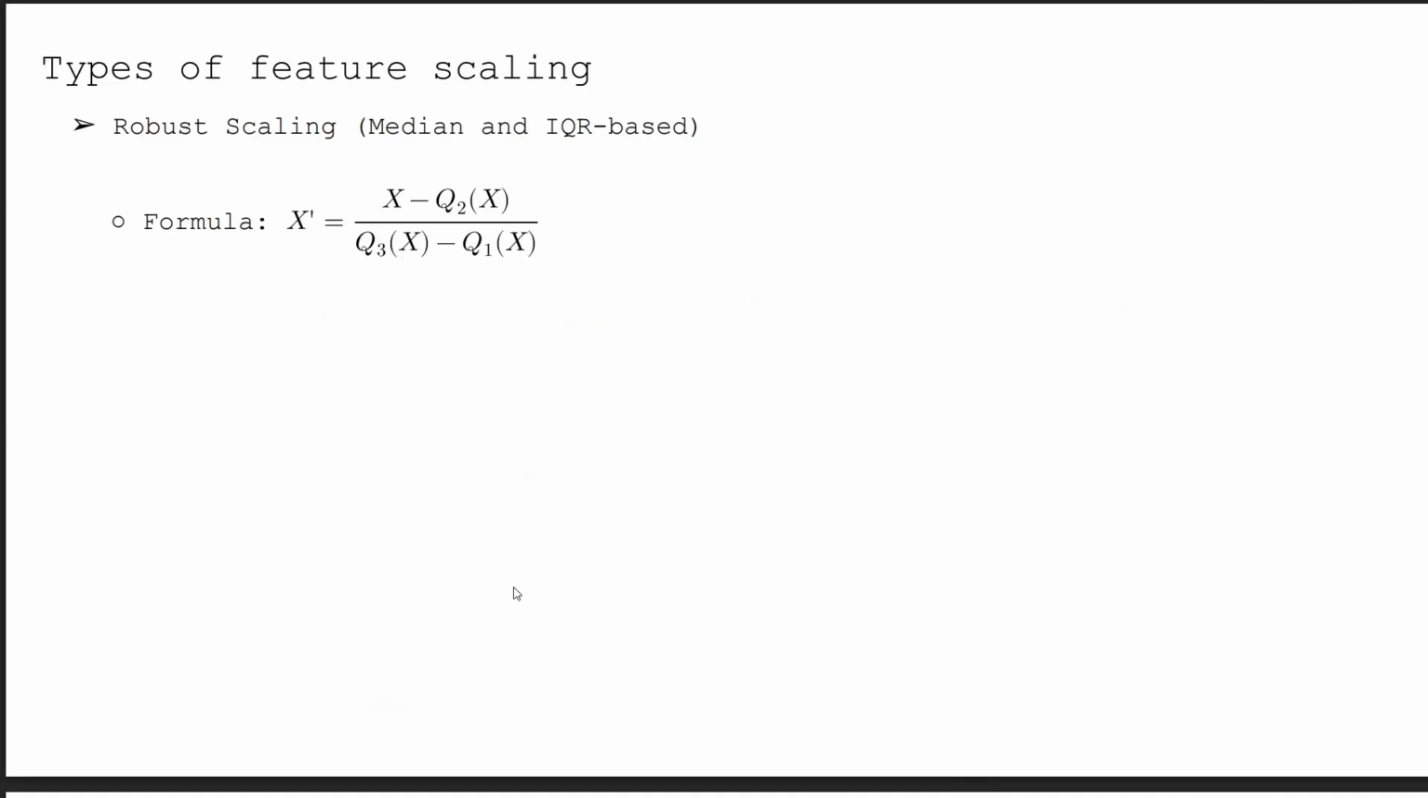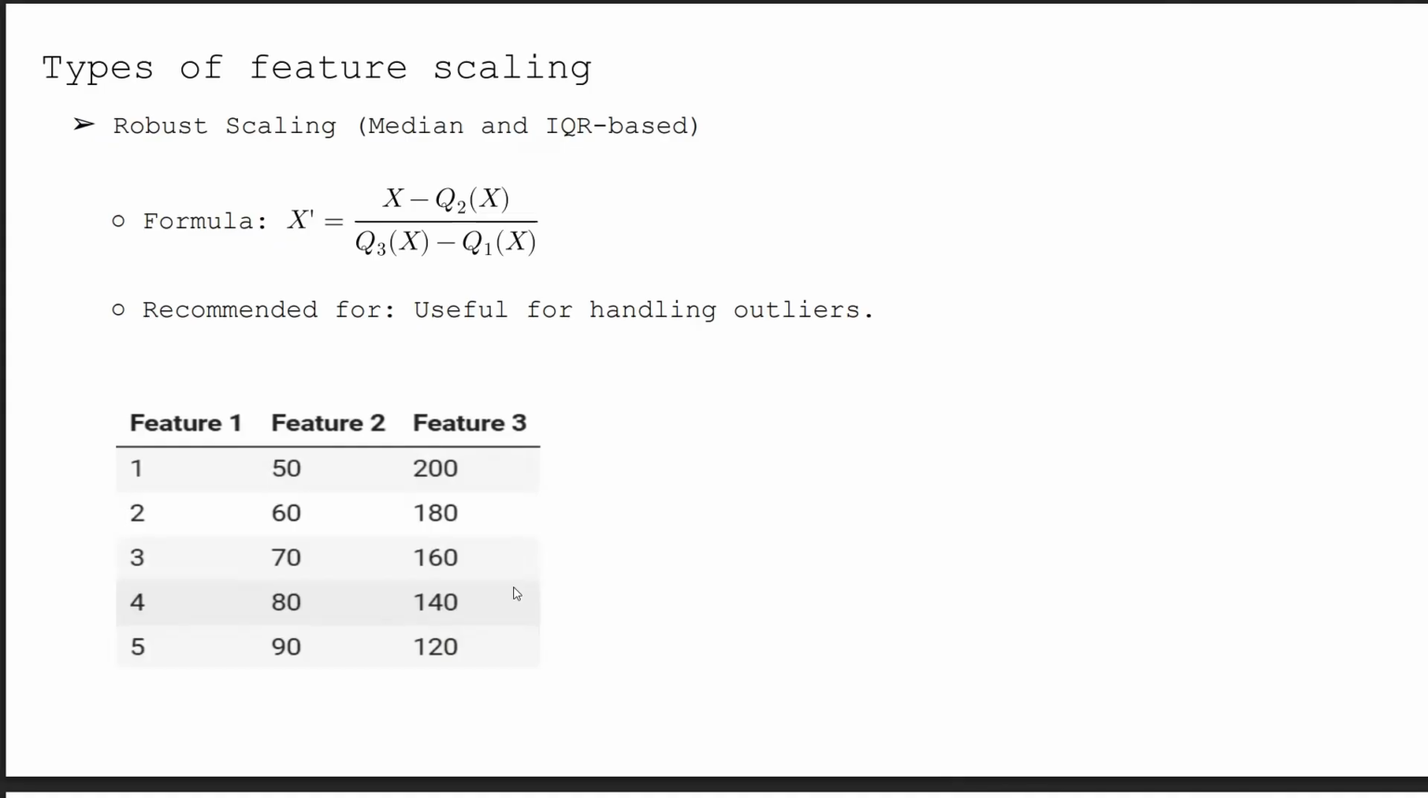The formula looks a little bit complicated here, but let me explain the terms. The Q2 here denotes the median of the data set. The Q3 denotes the 75th percentile, and the Q1 here denotes the 25th percentile of the data set, or the feature on which you are doing the scaling. And this is more recommended when we have outliers. If there are more outliers, then we can go ahead with this feature scaling technique.